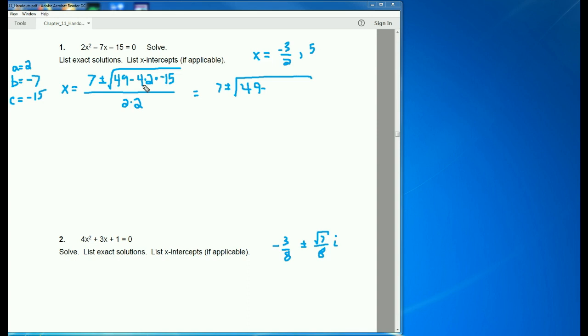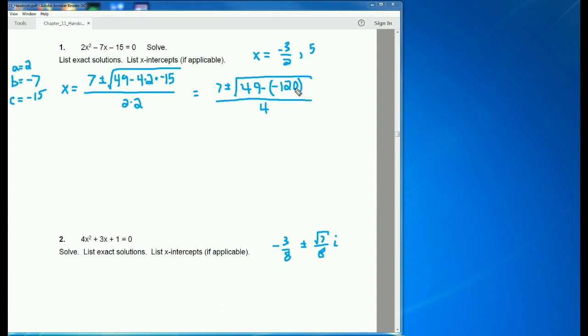-30 times 4 is -120. And I guarantee you that if you made a mistake, it was right there. Let me come back to that thought in a second. Okay, divided by 4.